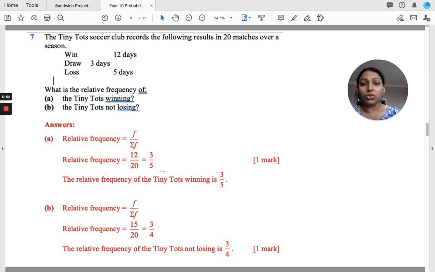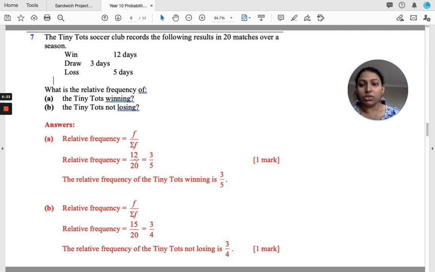The Tiny Tots Soccer Club records the following results in 20 matches over a season. So the wins are 12, the draws are 3, the losses are 5. Now I want you to understand that relative frequency is nothing but the frequency of that component divided by the sum of the frequencies, the cumulative frequency. So this sigma is nothing but you add all of them. In this case it is 12 plus 3 plus 5, which is 20.